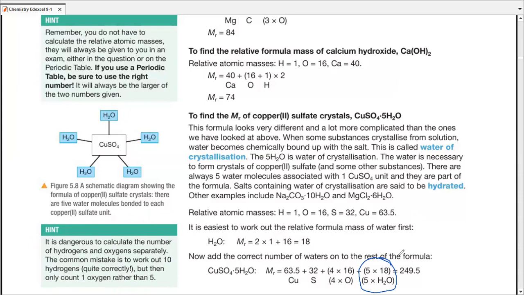Make sense? Okay, I don't think this example is good enough. Let's calculate the mass of Na2CO3.10H2O written right over here, and then MgCl2.6H2O. Go ahead. Do them one by one. You need more practice for these.